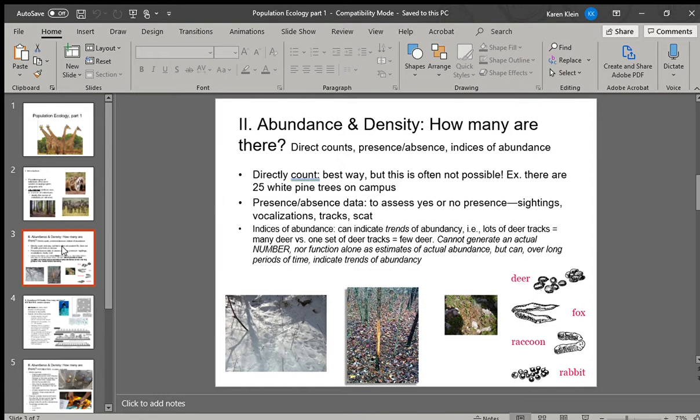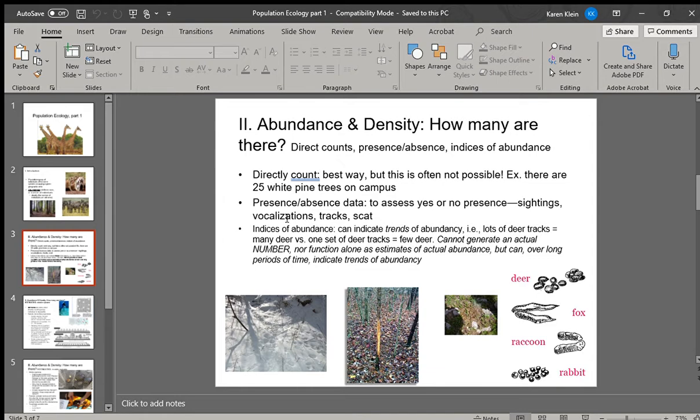What you can do depends on what your hypothesis is, or what your research question is. I'm jumping down here to what we would refer to as presence and absence data, as far as whether the individuals of your species are there or not.